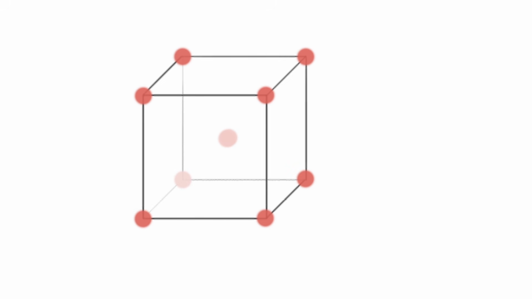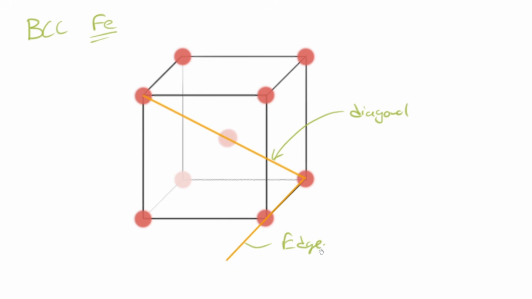Okay, let's take another look. Here's a little unit cell, and iron, like I said, is BCC at room temperature. And let's say we had a single crystal of iron. And I wanted to compare the Young's modulus along this diagonal direction versus along one of these edges, like this, along this edge direction. Okay, could we predict the Young's modulus in these two scenarios? What do you think?